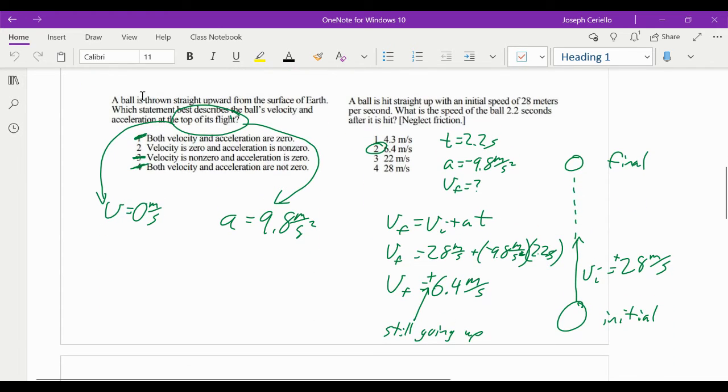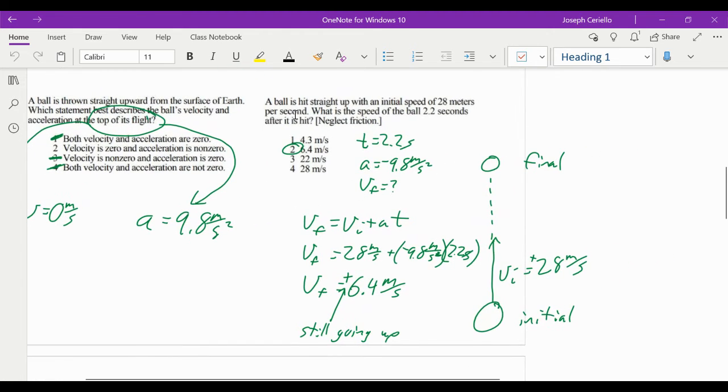Looking at this one here, it says a ball is thrown straight upward from the surface of the Earth. Which statement best describes the ball's velocity and acceleration at the top of its flight? Well, we know the velocity at the top of its flight is 0. We know the acceleration, the whole time during flight, is 9.8 meters per second squared downward. So the only answer choice that's left that we could use is velocity is 0 and acceleration is non-zero, meaning any number that isn't 0.